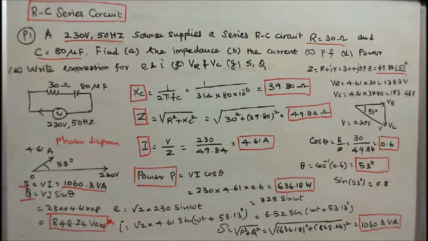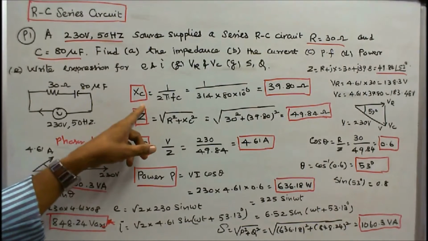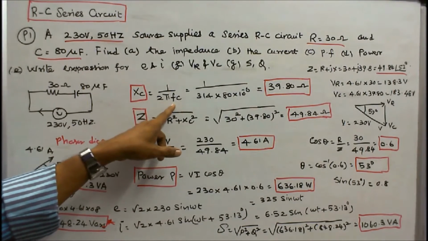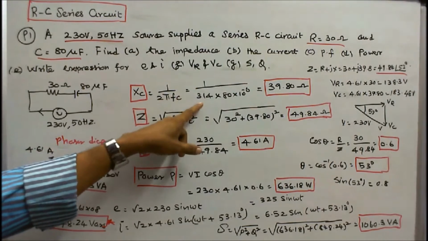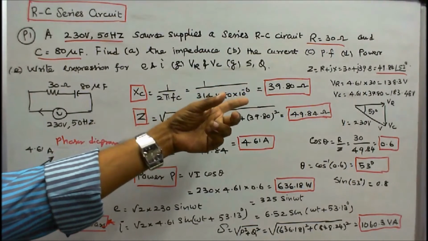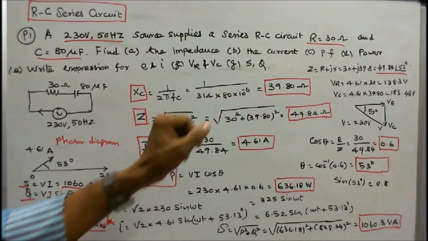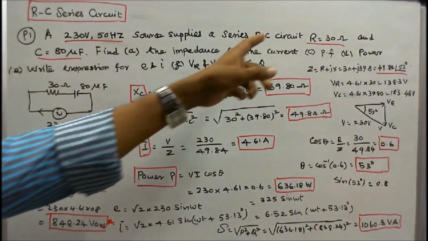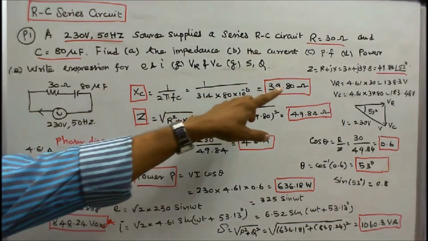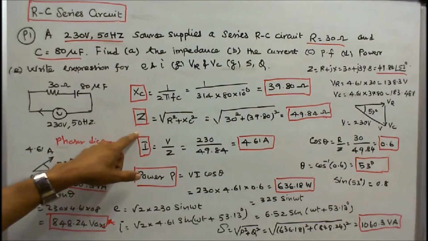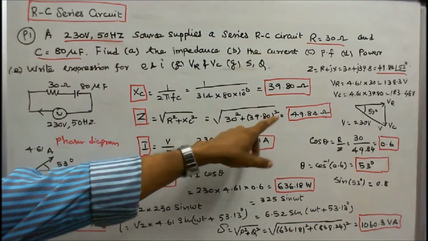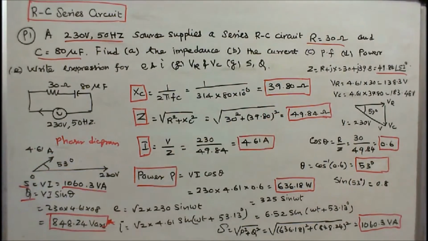We know that capacitive reactance Xc is equal to 1 by 2 pi f C. Here frequency is 50. That is equal to 1 by 314 into 80 into 10 power minus 6, that is equal to 39.80 ohms. I know resistance R is 30 ohms, and Xc is 39.80. Therefore Z is equal to root of 30 square plus 39.8 square, that is equal to 49.84 ohms.